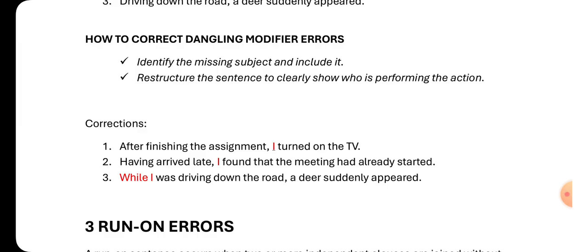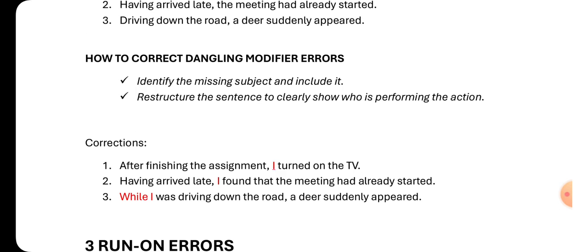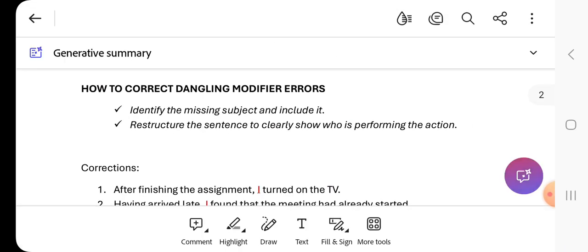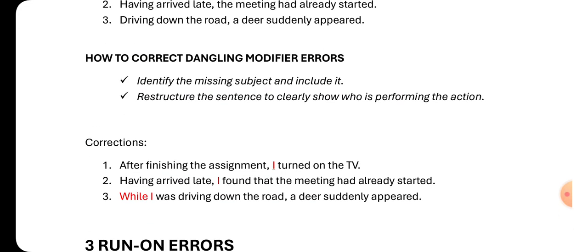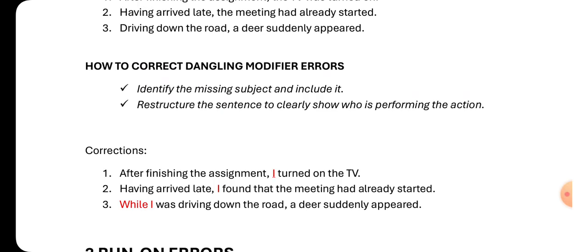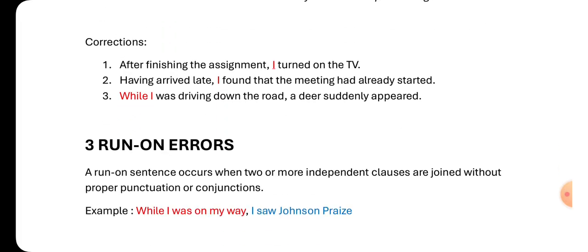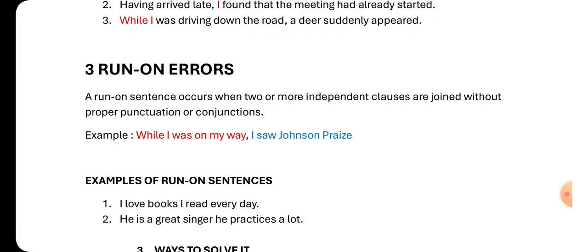Another one is: driving down the road, a deer suddenly appeared. So I can say that while I was driving down the road, a deer suddenly appeared. Or while Kwame was driving down the road, a deer suddenly appeared. So that is the problem. That is all about dangling modifiers. So I know now you know all the modifiers and how to rectify them.